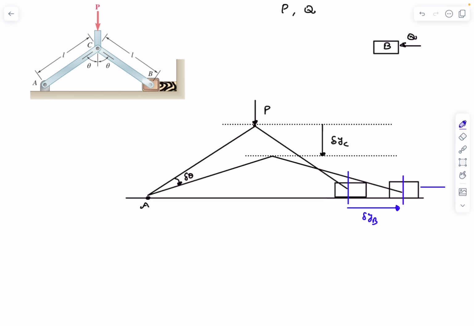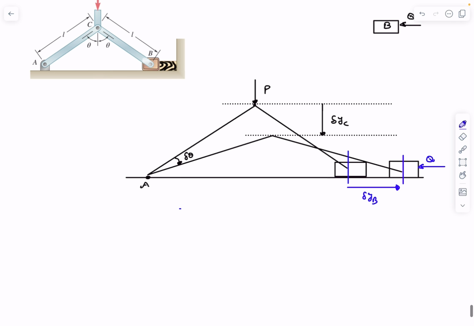Okay, and obviously there is a force Q that is acting on this block. Now by applying the principle of virtual work, we can say that the net virtual work, which is going to be P times del yc, and it's positive work, right? So plus P times del yc, and Q is doing negative virtual work, as we can see. So this is going to be minus Q times del yb. This should all add up to 0.